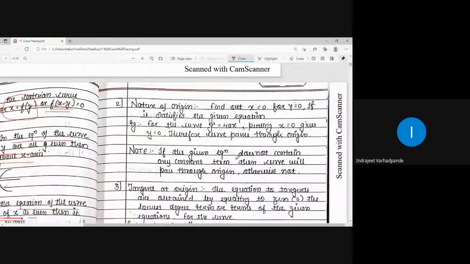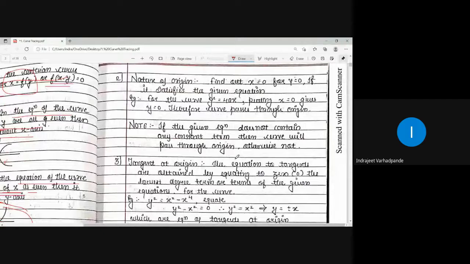Then once we have identified that curve is symmetric about x-axis, y-axis, or origin, or both the axes, we try to know the nature of origin. The second most important point is nature of origin. What does it say? Find out x equal to 0 for y equal to 0 if it satisfies the given equation. Means in a given equation, if you are putting x equal to 0 and you are obtaining the answer as y equal to 0, that shows that one of the points of intersection for the given curve is origin. That means it passes through origin.